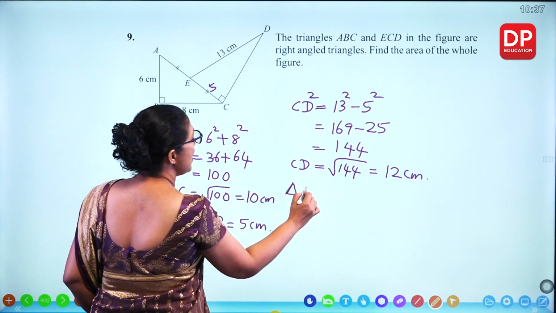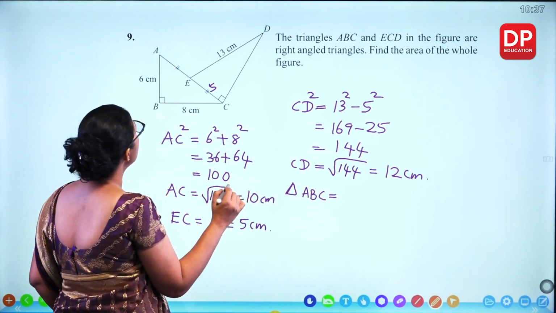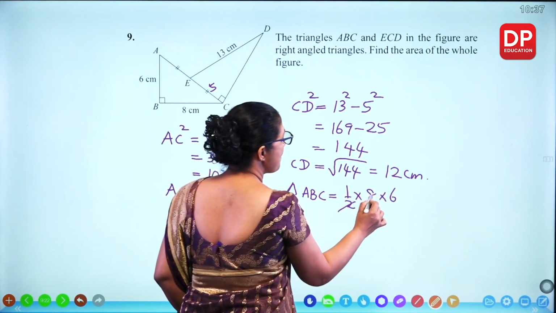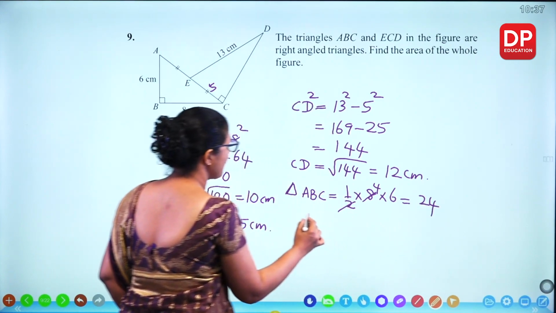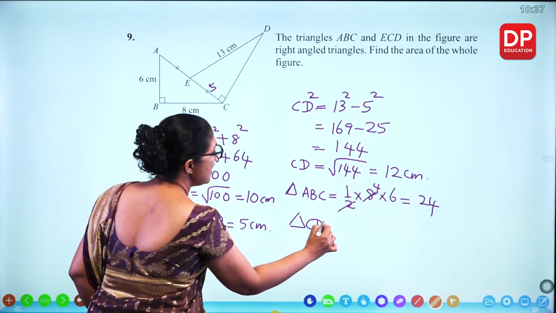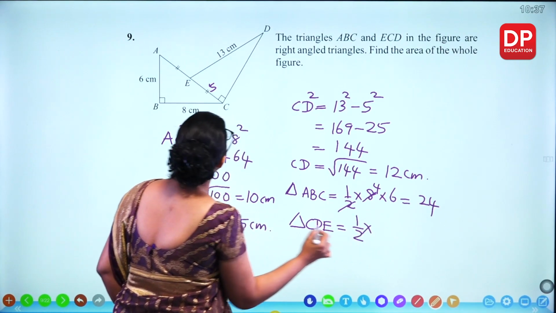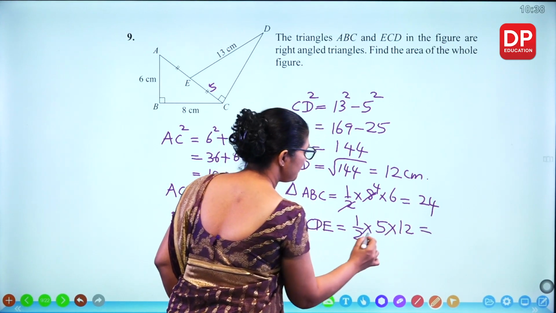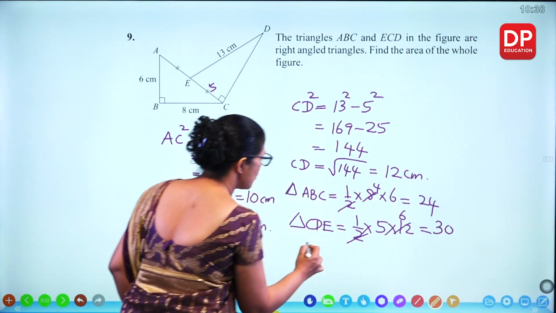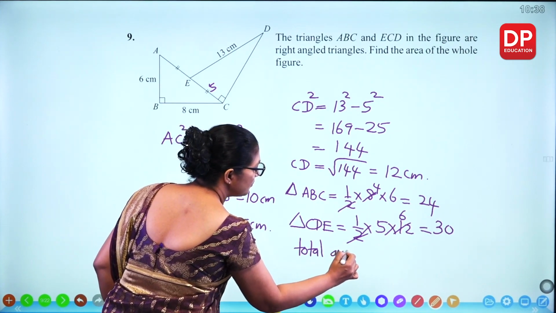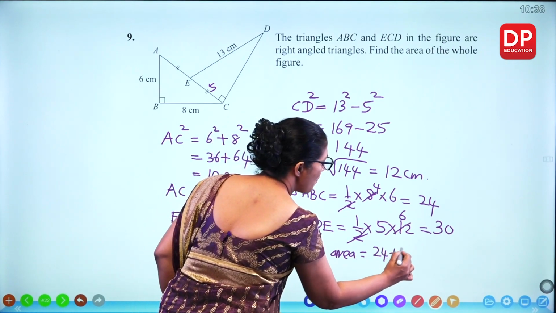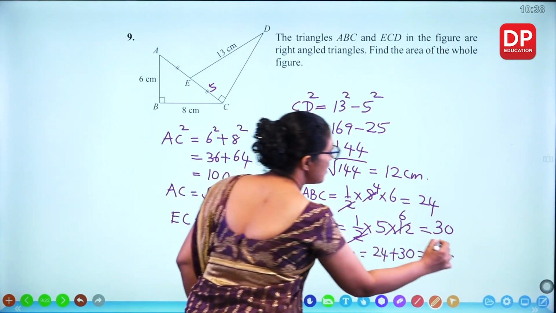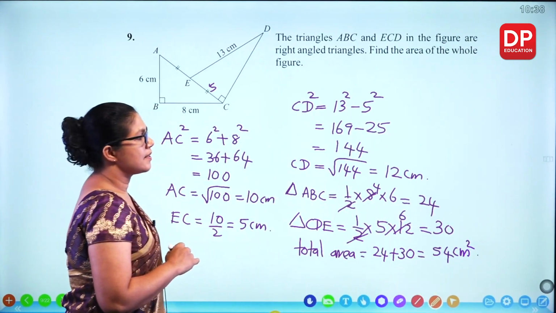Area of ABC triangle, half times base 8 times height 6. You get 24. Triangle CDE, half times EC. EC is now 5 and CD we found that's 12. 6 times 5, 30. So the total area is equal to 24 plus 30, 54 square centimeters.